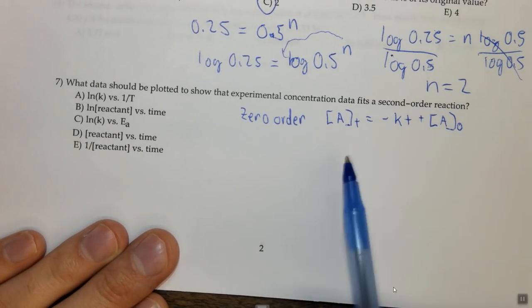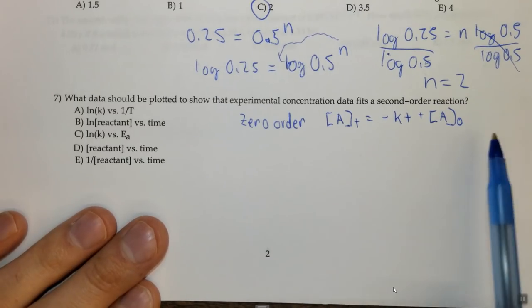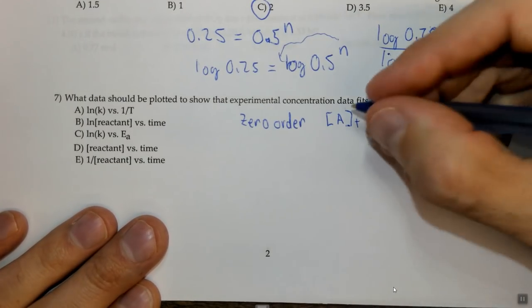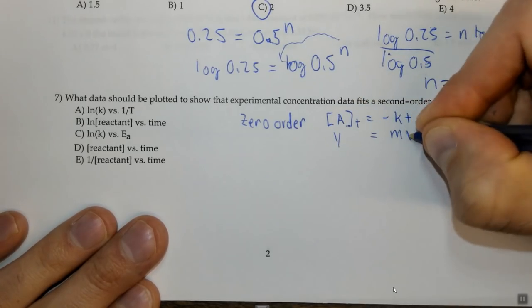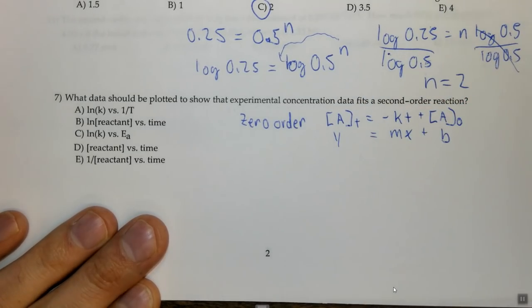Okay, this is for an integrated zero order rate law. So if we look at this in terms of the equation of the line, y equals mx plus b.